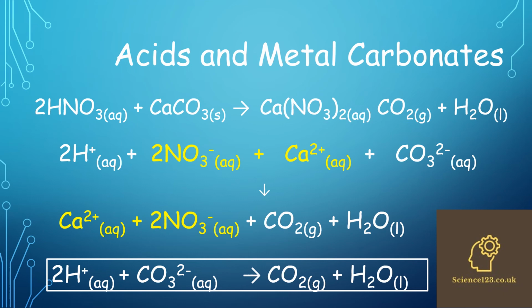As for previous examples, we now look for spectator ions. On both sides of the equation, we have two nitrate ions and one calcium 2 plus ion. We remove those, which leaves as the reactants 2H plus and one CO3 2 minus. In the products, one carbon dioxide and one water molecule.